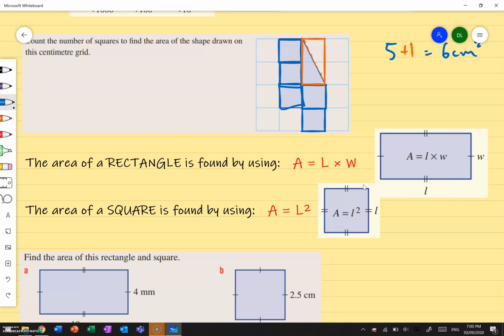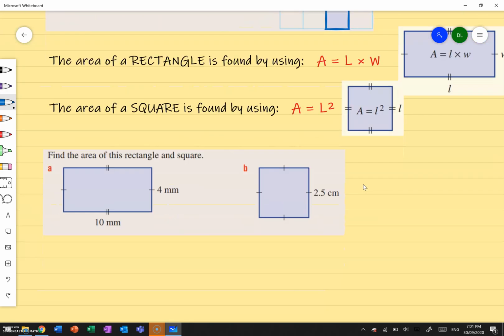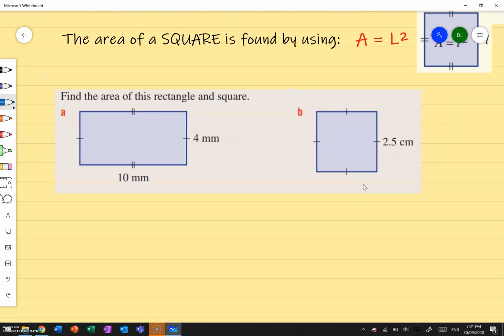With the square, it's very interesting because it's actually the same formula, except instead of length times width, I'm going to say length times length, or in other words, length squared. The reason is that for a square, we know that the length and the width are the same. So with that in mind, let's go straight into an example. Find the area of this rectangle and square. Let's start with the rectangle.